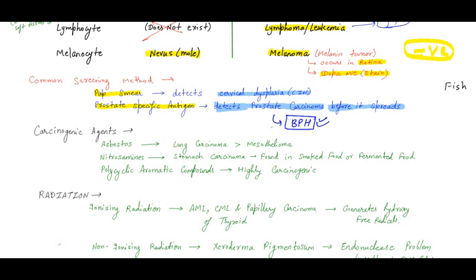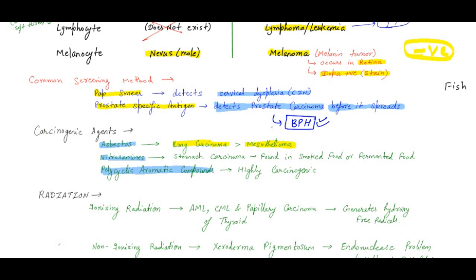Here are some carcinogenic agents. What is a carcinogenic agent? Agents that cause cancer. These are asbestos, nitrosamine, and polycyclic aromatic compounds. We have loads of carcinogenic agents, but we are discussing only three here. Asbestos causes lung carcinoma and mesothelioma, which is also a type of lung cancer. Asbestosis causes much more lung carcinoma than mesothelioma.